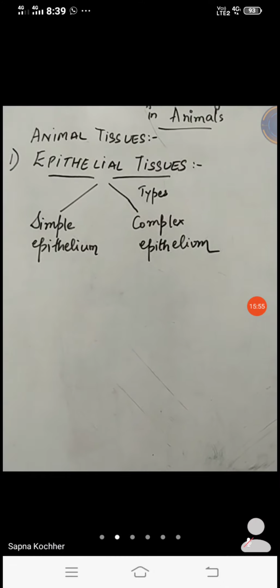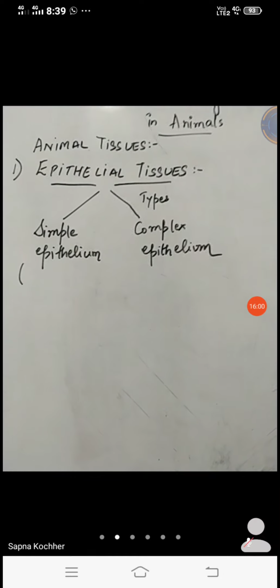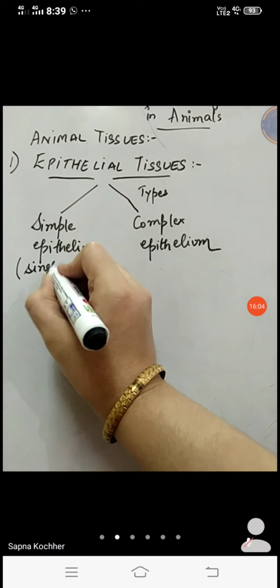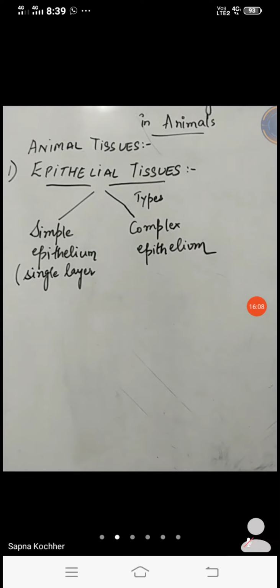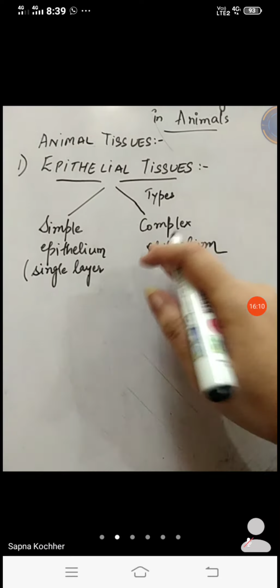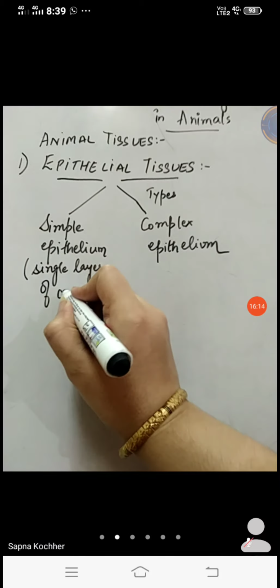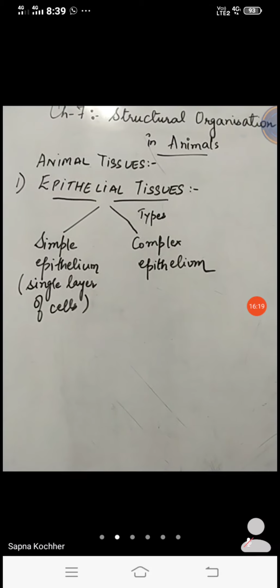The simple epithelium is that in which the tissue layer is just a single one. The simple epithelium is composed of a single layer of cells, a single sheet of that particular tissue. So this is a single layer of the cells. If arranged like this, we call it a simple epithelium.